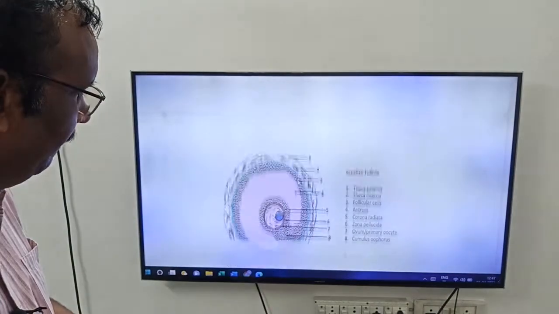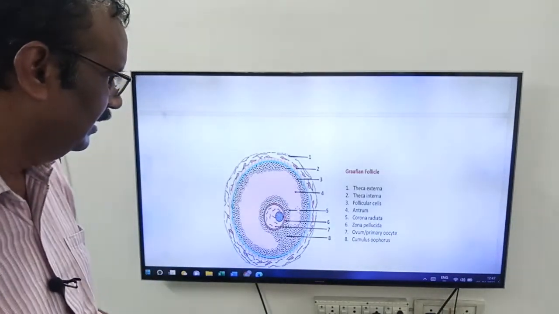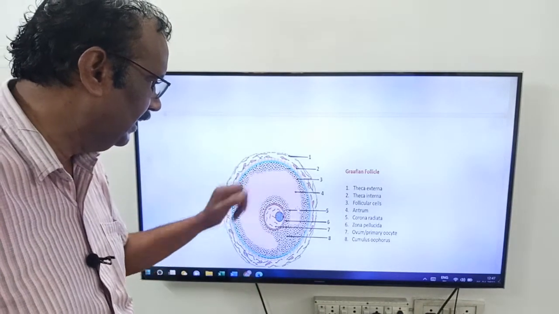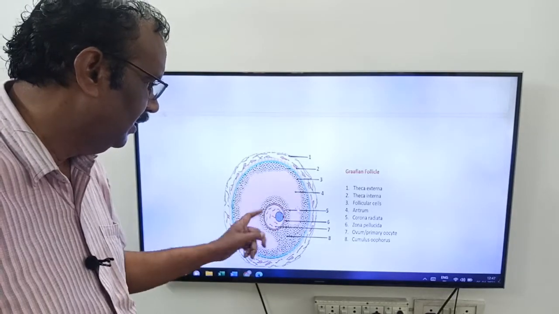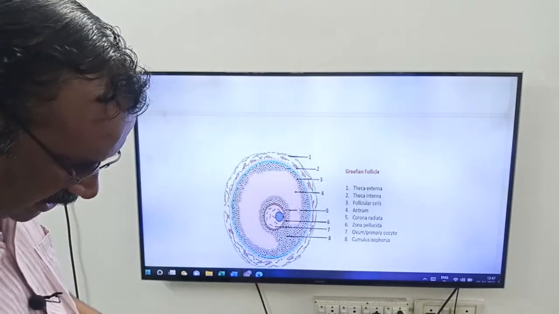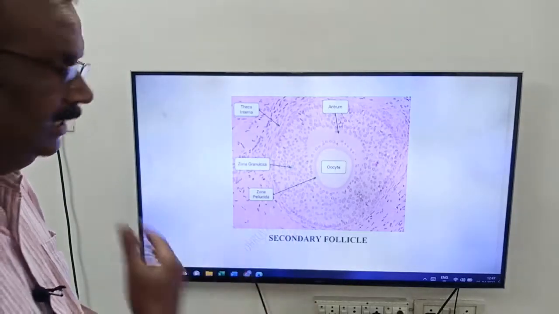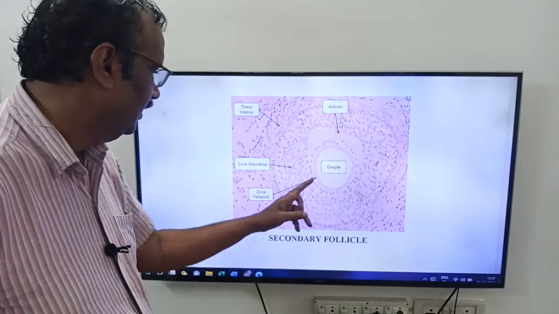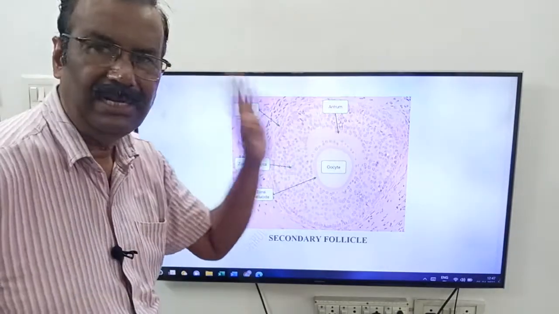Now once again you see the image, friends. Now you got an idea. See friends, theca externa, theca interna. These are follicular cells, next antrum, corona radiata, zona pellucida, ovum and cumulus oophorus. Now once again see one more image, friends. This is oocyte, antrum, the empty place, zona pellucida, zona granulosa, theca interna and theca externa.